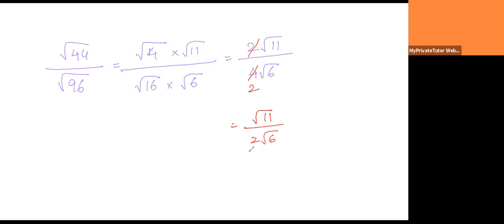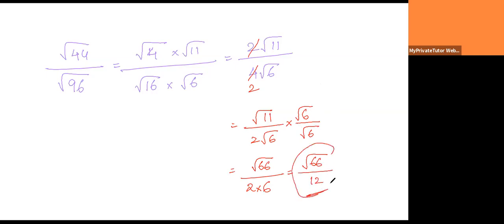But as I said, we are not supposed to keep the square root term in the denominator. So you are going to multiply the numerator and denominator by root 6. So this becomes root 66 in the numerator. And the denominator becomes 2 times, what is root 6 times root 6, 36. So square root of 36 is 6. So this is the final answer, which is root 66 divided by 12.